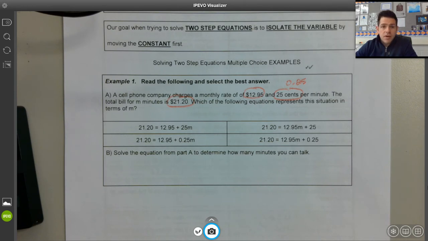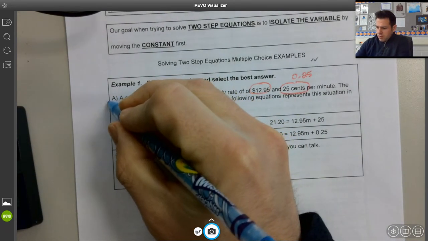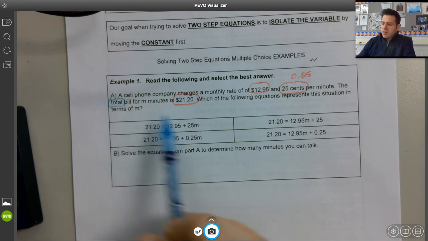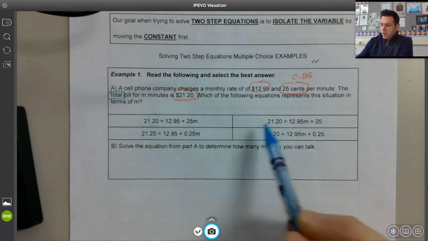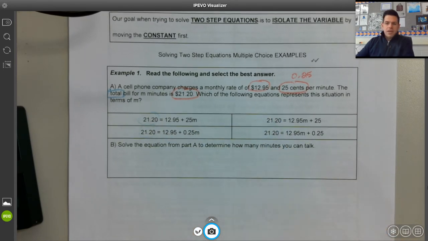Then finally, the total bill for M minutes is $21.20. The word total is a kind of important word. That's why we have $21.20 all by itself on one side of the equation, because $21.20 is the total. So there's no mystery to that. Every single multiple choice answer has $21.20 by itself. Now I have to decipher where my rate would be.